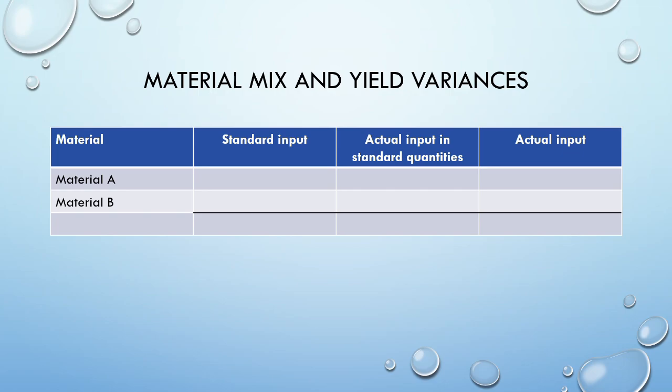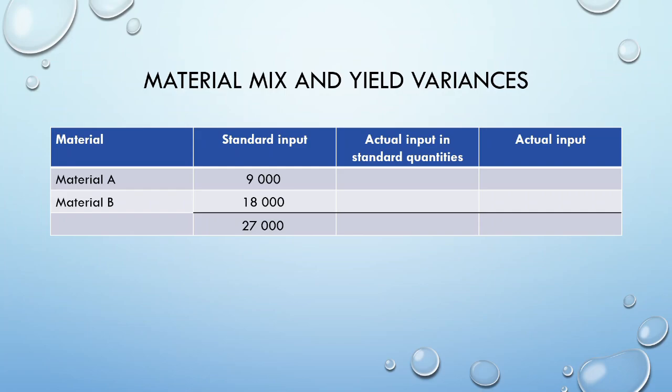We then have 3 columns. The first column is our standard input. This reflects the flexed quantities. So you should remember that we actually made 9,000 widgets. And each widget was supposed to use 1 kilogram of material A to give us a standard input of 9,000 kgs, and 2 kgs of material B to give us a standard input of 18,000 kgs. This gives us a total input of 27,000 kgs.